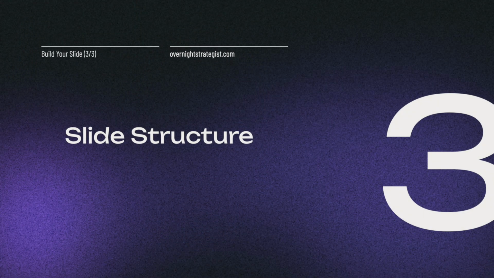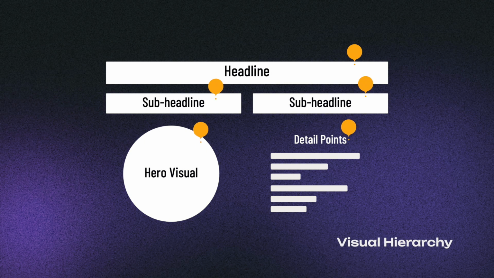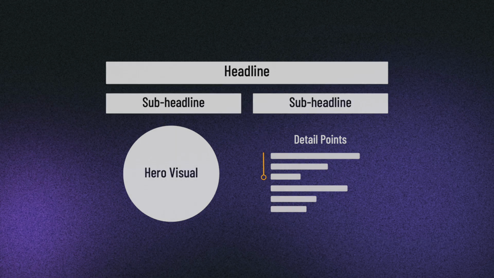Step 3, the slide structure. Now that you have a key message and a hero visual, you now need to use a structure or a page layout to deliver the message. The layout determines how the audience will consume the points you're making on the page. The main elements of a page are the headline, the subheadlines, the hero visuals and the bullet points. And the eye tends to follow a visual hierarchy as well, which is the hero visual, and then the headline, and then the subheadline, and then the bullet point detail, which is basically from the largest visual element to the smallest visual element. That means you want to spend a good amount of time on the headline and the visual because that consumes the lion's share of attention on the page.